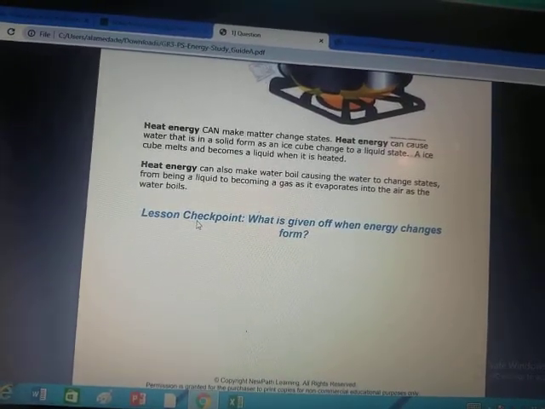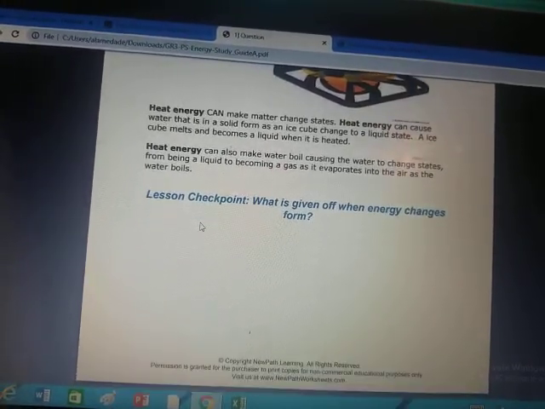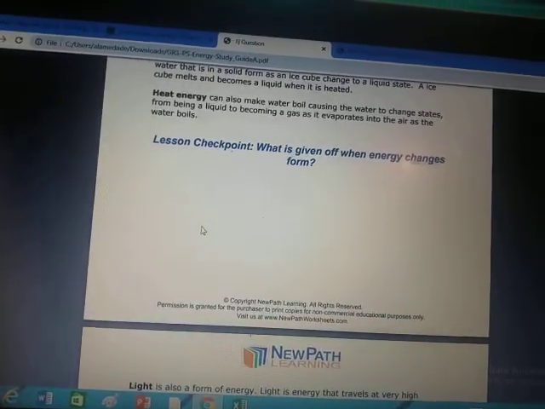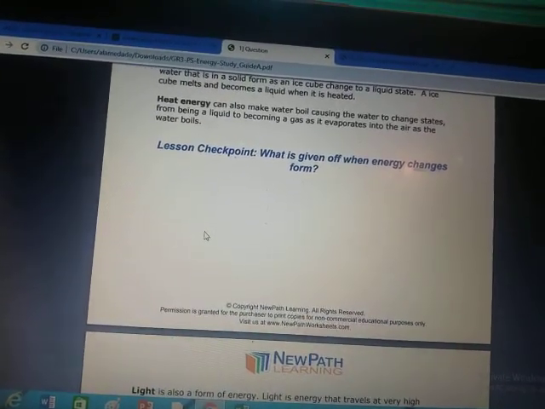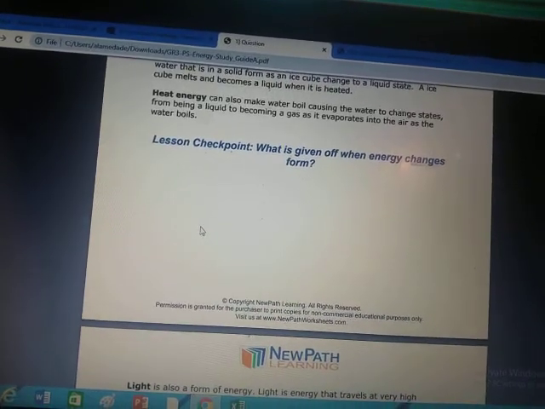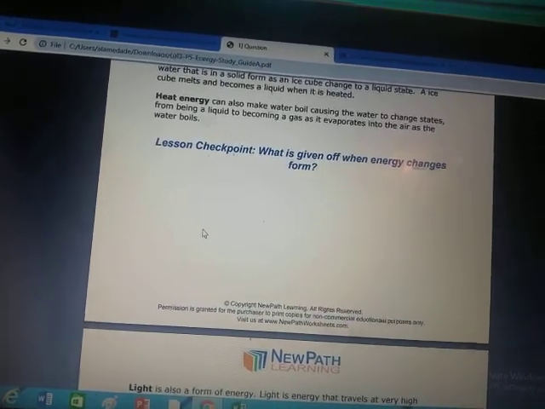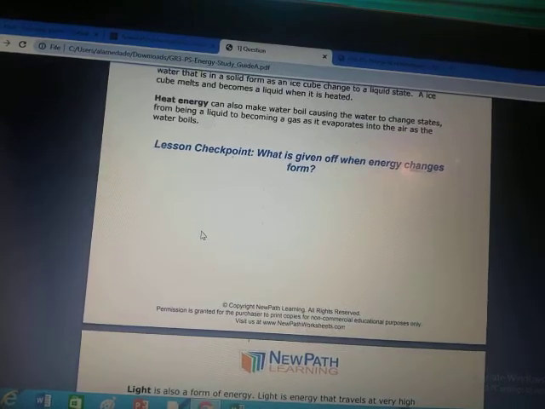An ice cube melts and becomes a liquid when it is heated. Heat energy can also make water boil, causing the water to change states, from being a liquid to becoming a gas as it evaporates into the air as the water boils.